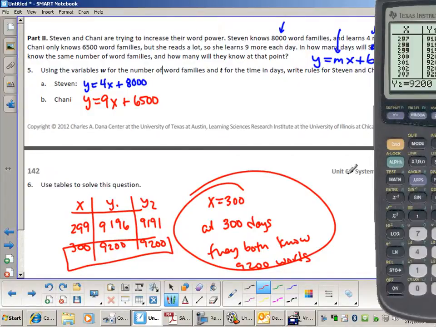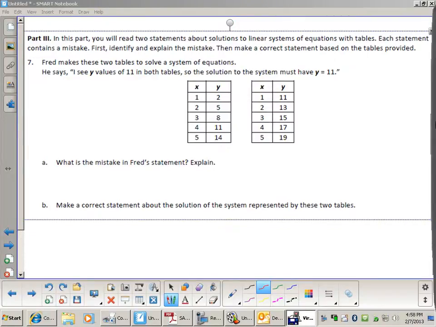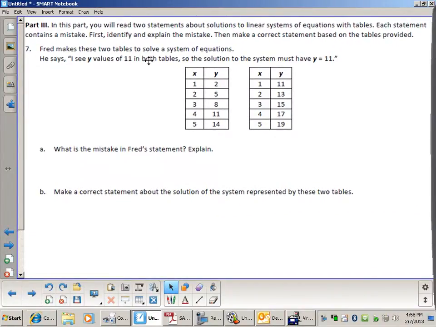So a little bit different question. Not one we're actually asked to solve, but actually to evaluate mistakes, which is tough. So in this part, you'll read two statements about solutions in linear systems and tables. Each of the provided statements contains a mistake. First, identify and explain the mistake, then make a correct statement based on the tables provided.